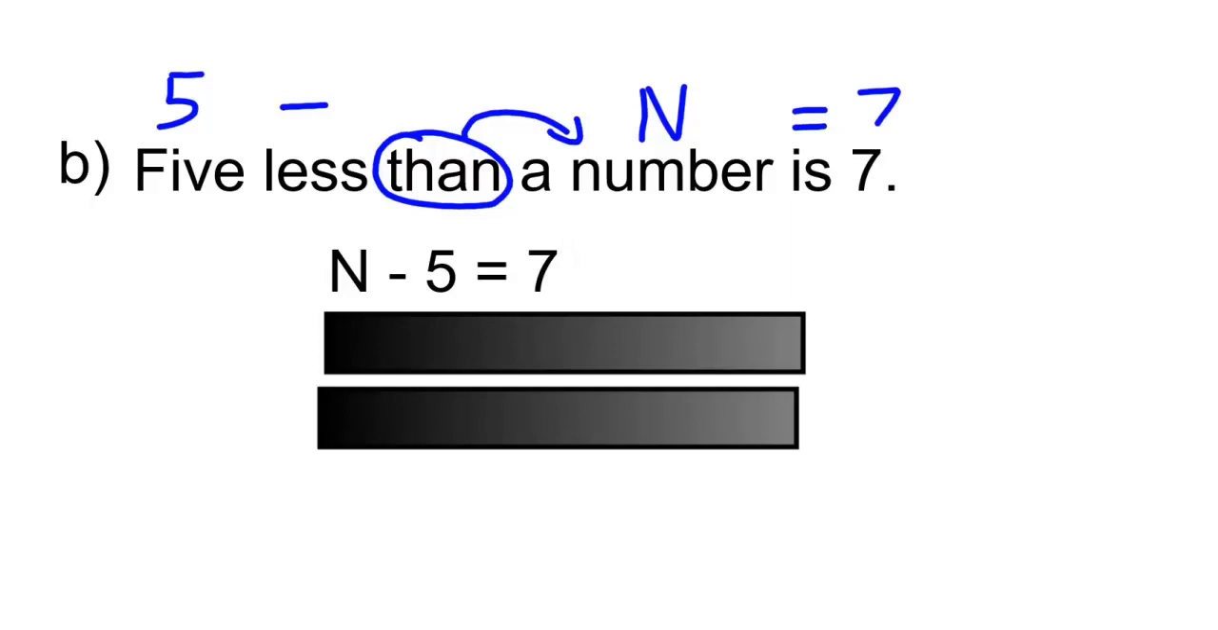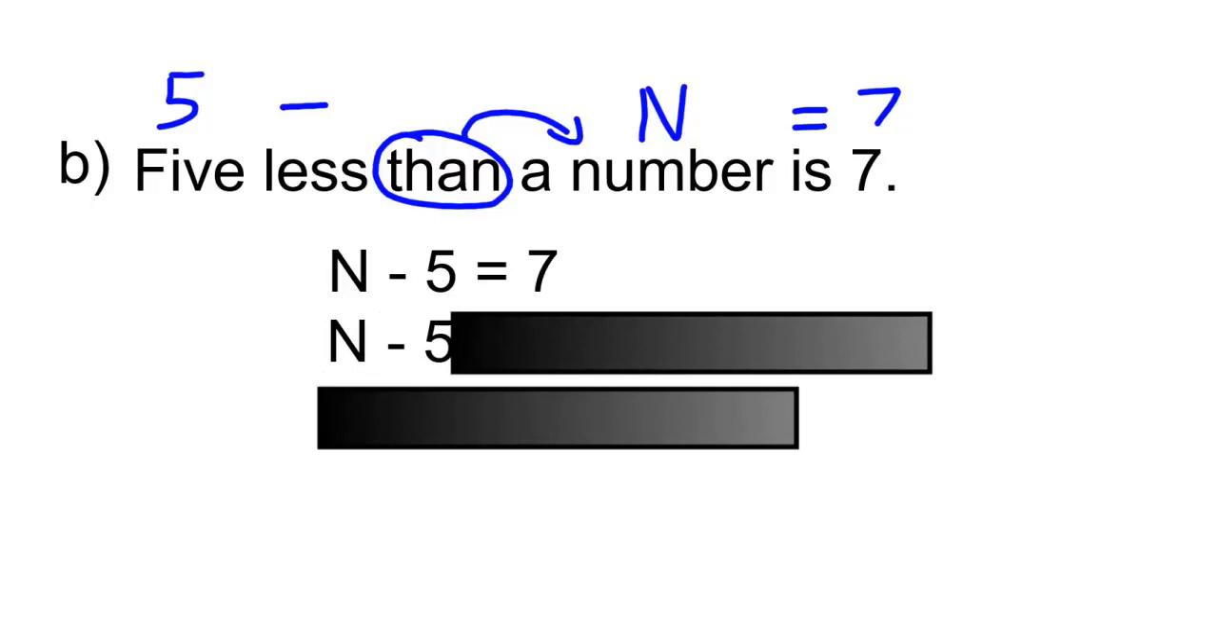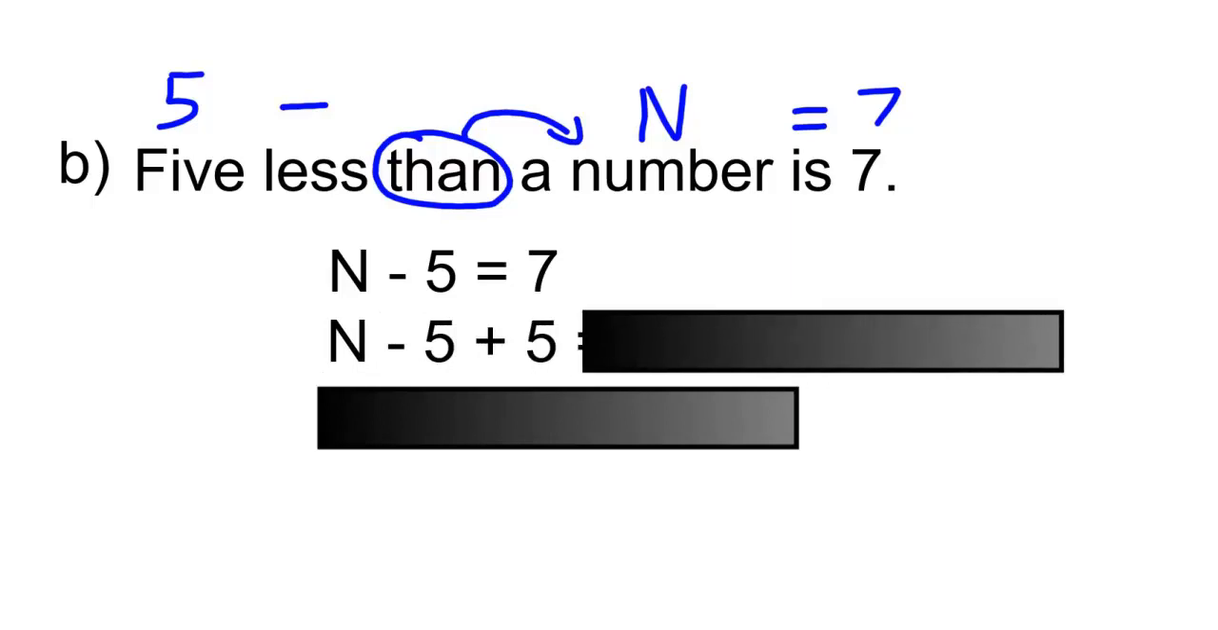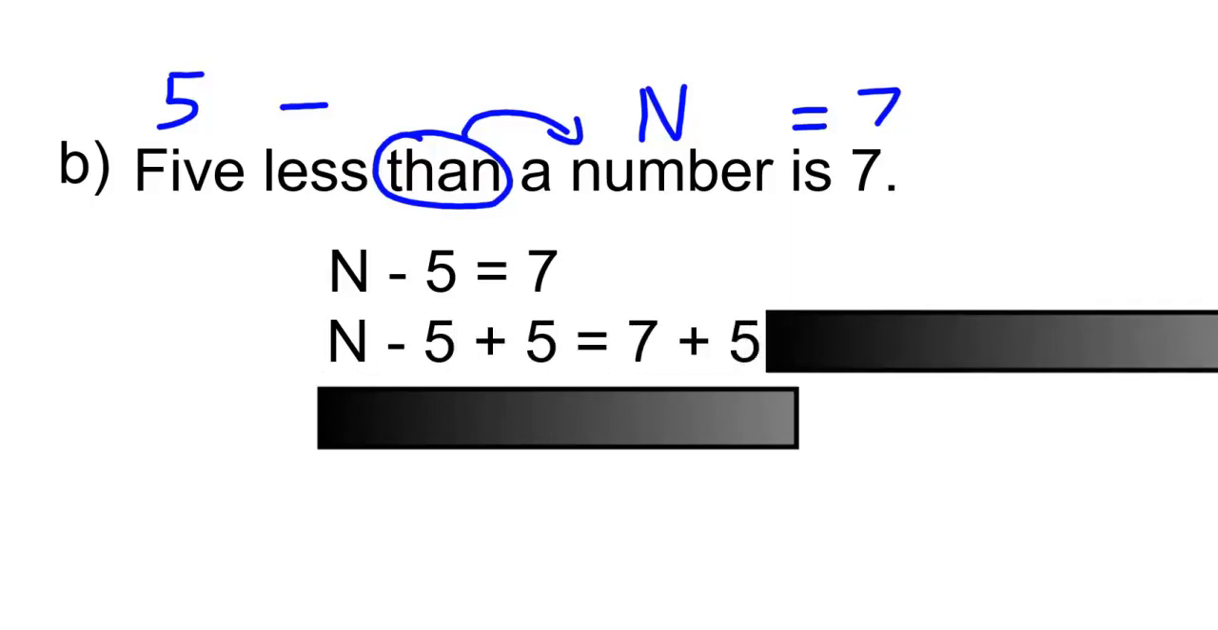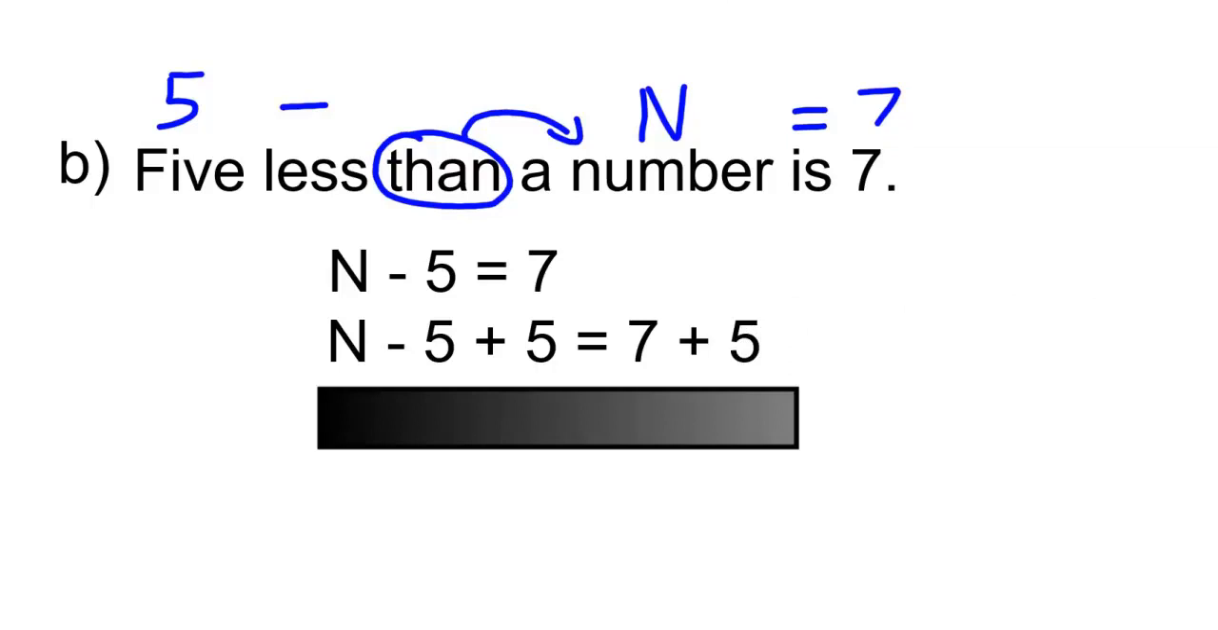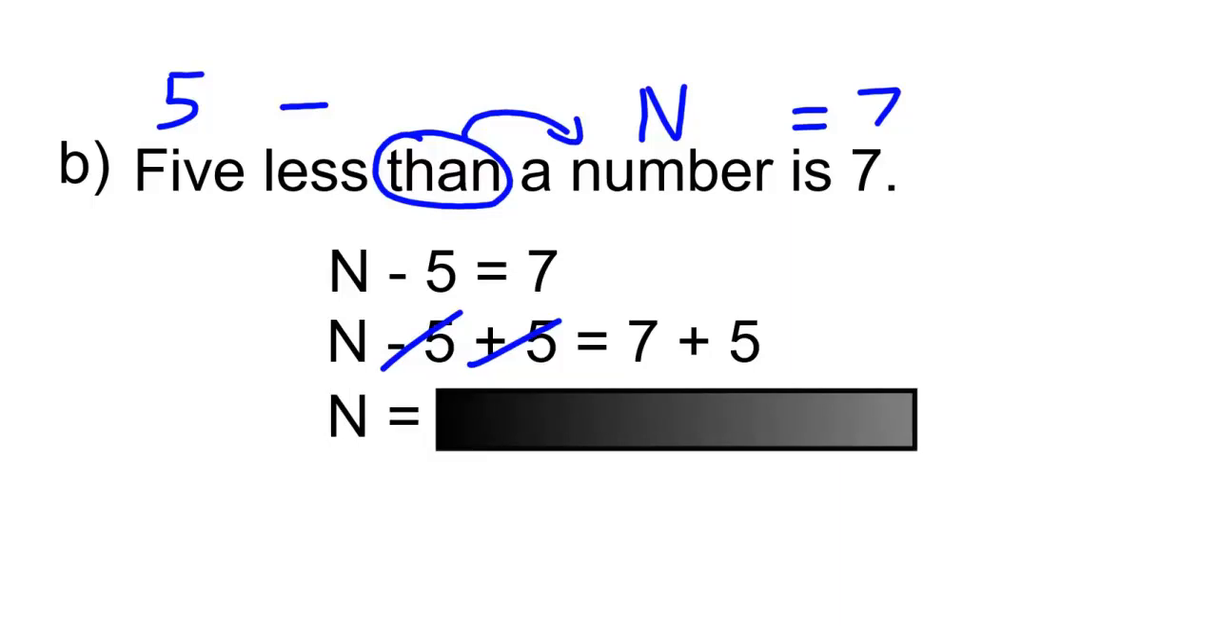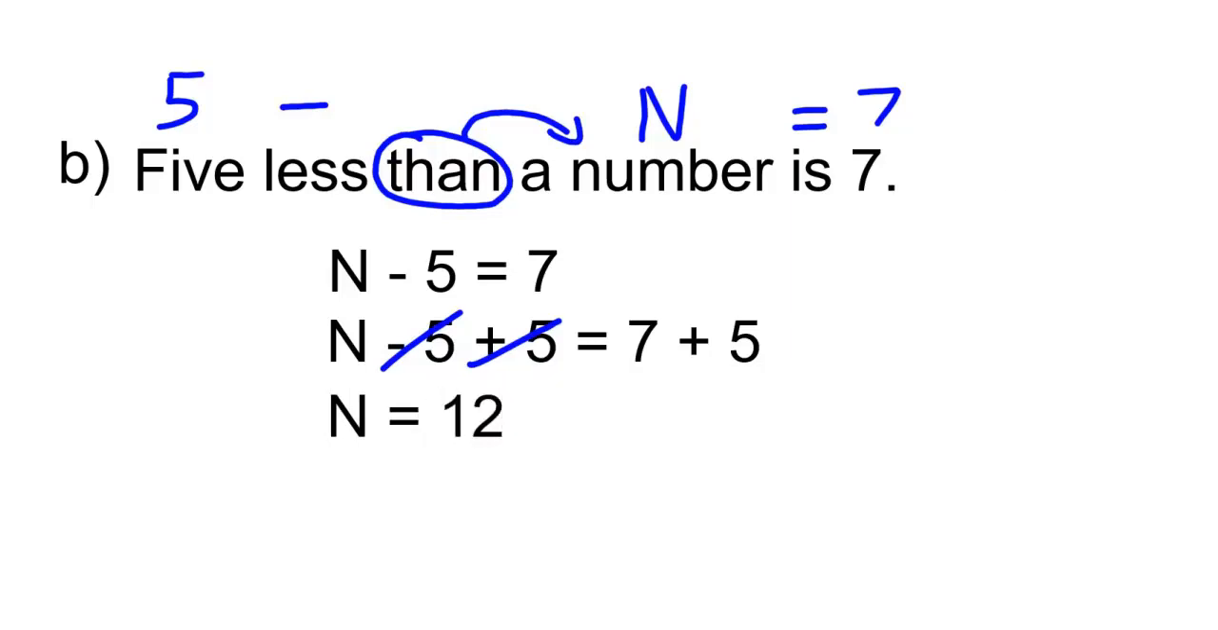To isolate the n, you need to add 5 to the left-hand side, which means you also need to add 5 to the right-hand side. The minus 5 and plus 5 will cancel, leaving you with n. And 7 plus 5 is 12. Therefore, n is equal to 12.